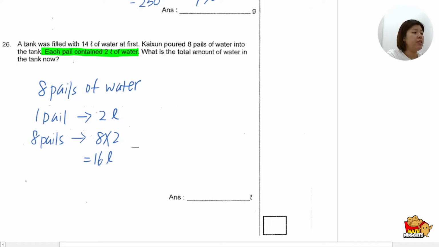So at first it is 14 liters. Now it is 14 plus 16 equals 30 liters.